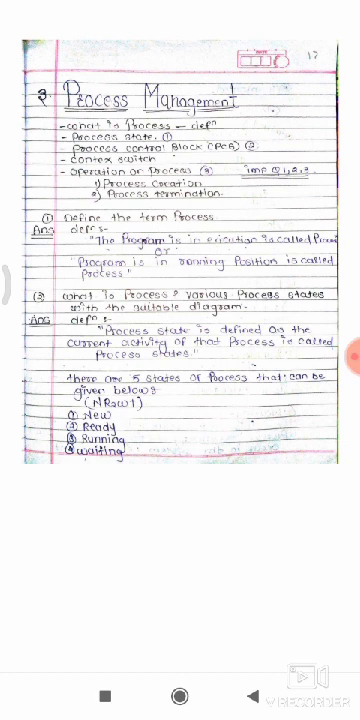There are two major operations on processes. First one is process creation and second one is process termination. After that, next, what is a process?